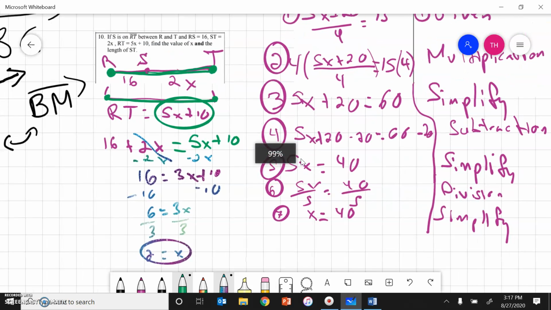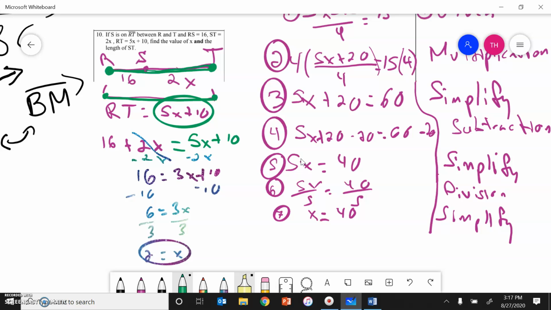Now, the problem was asking you to solve for the value of x and the length of ST. ST is that. So what do I do with that x now? We're going to substitute. ST equals 2x. So ST equals 2 times 2, which is 4. Okay? You have to be able to do those types of problems.